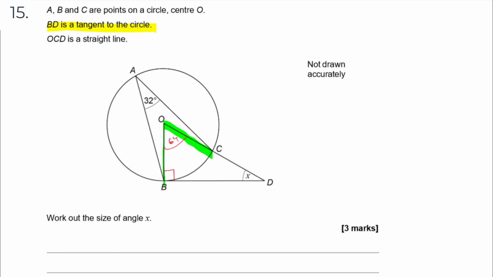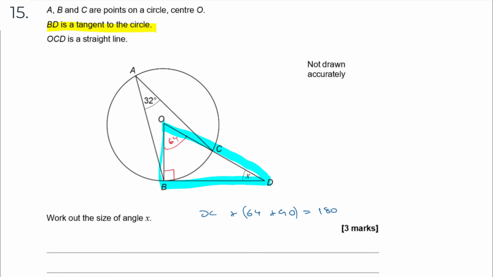So then I've found two angles in this triangle down here, haven't I? Okay, and I know that the angles in the triangle add up to 180 degrees, and I know the other two, so I should be able to find x. So x plus my 64 plus the 90, my three angles in the triangle, add up to 180 degrees.